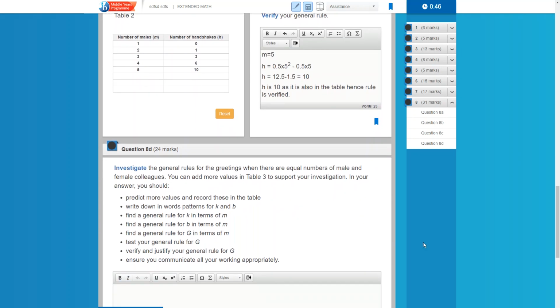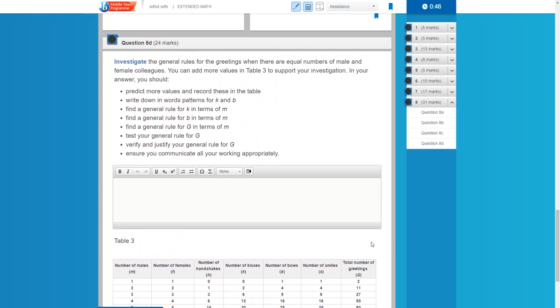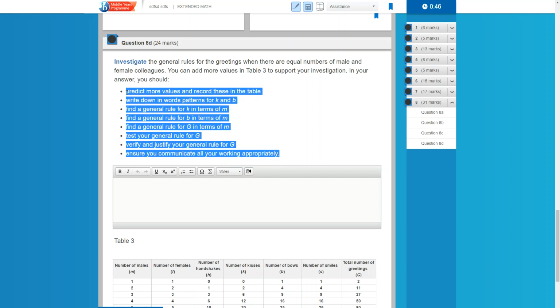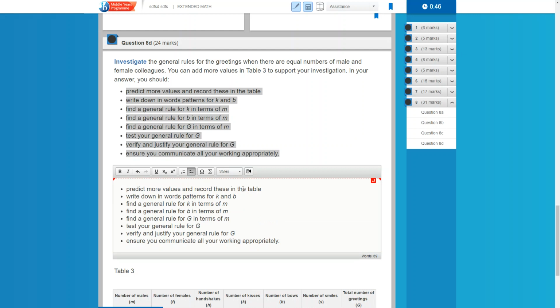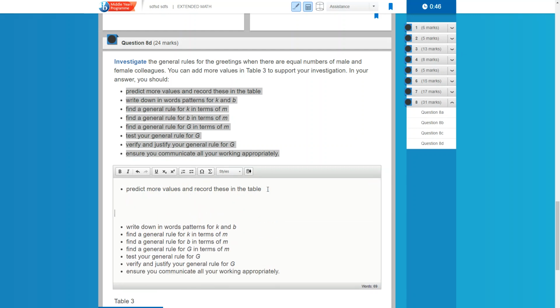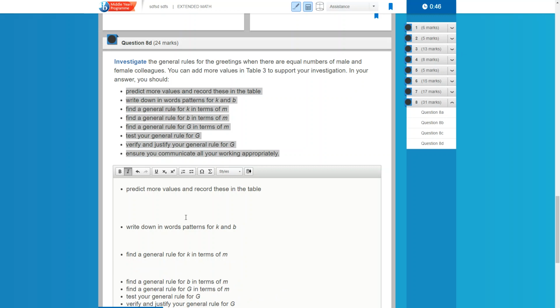Alright, part D. Okay, so this is the biggie, the last one. Investigate the general rules for the gradings when there are equal numbers of male and female colleagues. You can add more tables, more values in table 3 to support your investigation. In your answer, you should do all these things. So what I'm going to do is copy and paste that, and then I'm going to try and do as much of this as possible. So, predict more values and record these in tables.